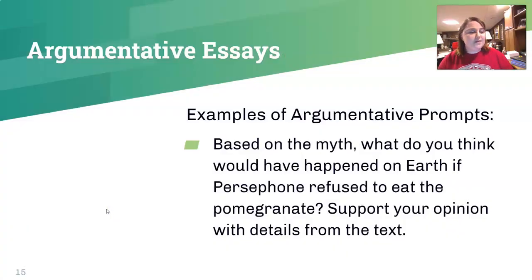Last one. Based on the myth, what do you think would happen if Persephone refused to eat the pomegranate? Support your opinion with details from the text. Here, it's a little bit different than the other ones. You need to determine what you think would happen and then support why you think that. So you're giving what you think would happen and then giving evidence. A lot of this can be answered in one body paragraph with an introduction, body paragraph, and conclusion.